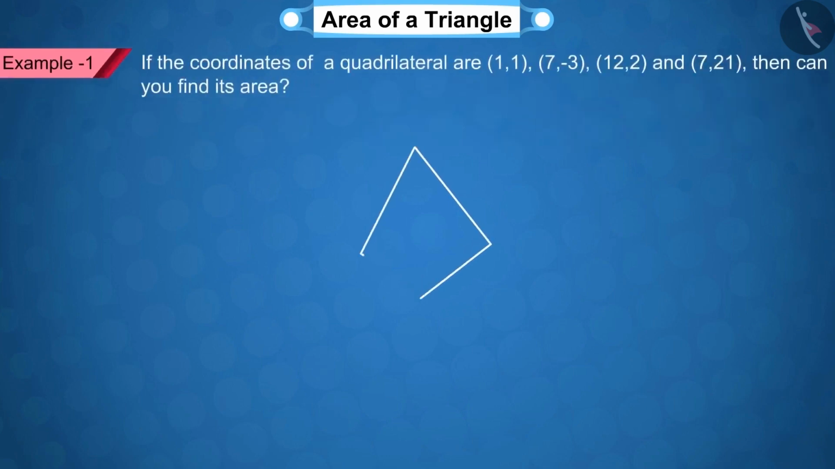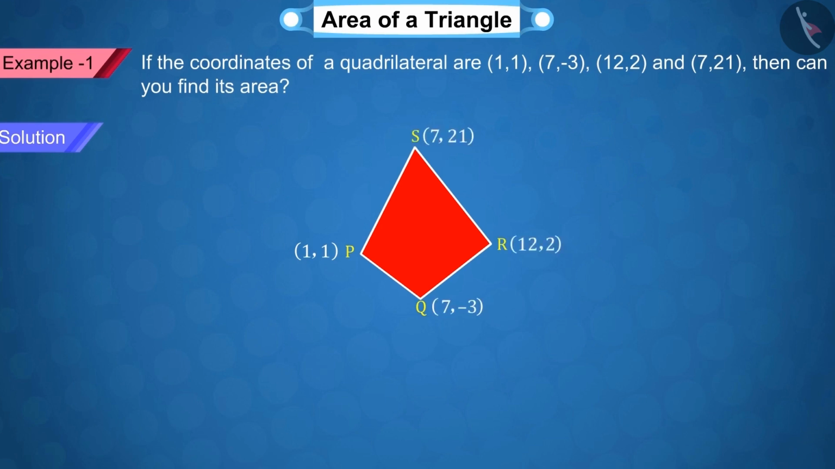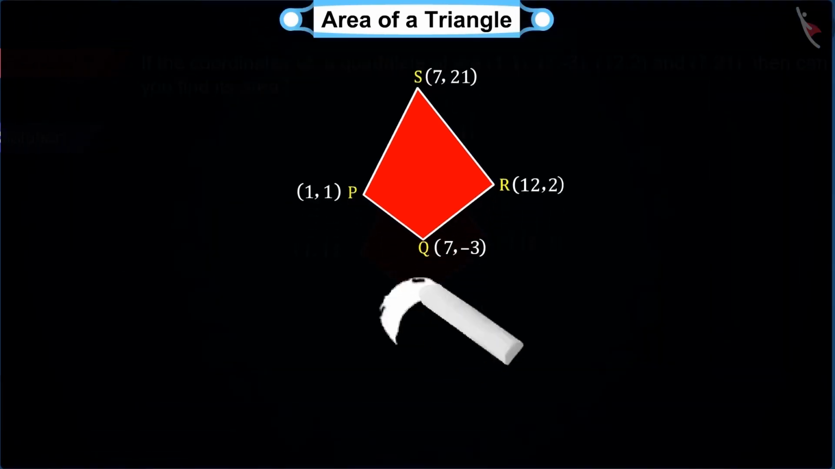If the coordinates of a quadrilateral are (1, 1), (7, -3), (12, 2) and (7, 21), then can you find its area? Let's discuss. First, let's represent the coordinates of the quadrilateral with the points P, Q, R and S. Can you guess how to find the area of this quadrilateral?